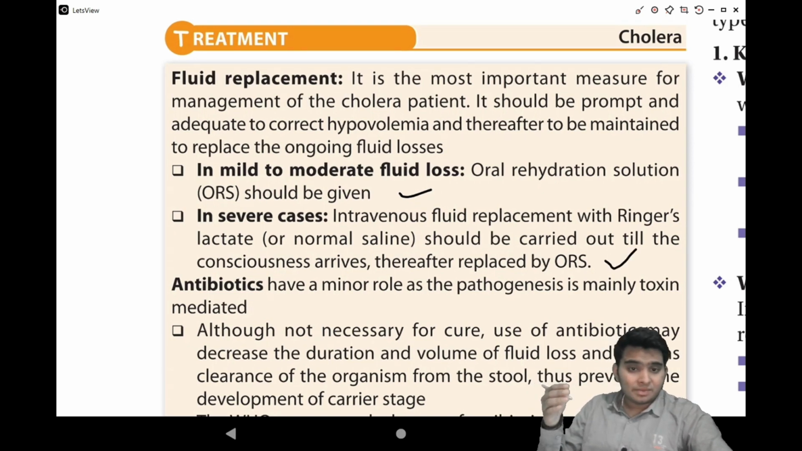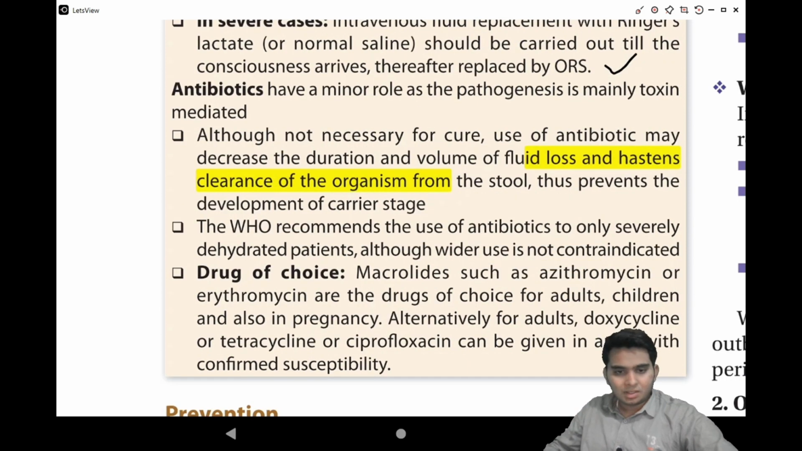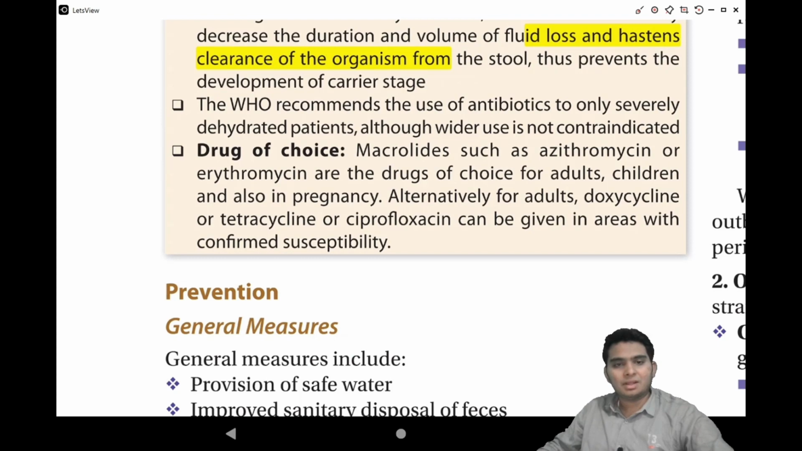Cholera infection is mainly toxin mediated, so antibiotics have a minor role. But to prevent the development of the carrier stage, antibiotics can be used, and also other uses of antibiotics are to decrease the duration and volume of fluid loss. The drug of choice is azithromycin or erythromycin for adults, children, and also in pregnancy. Alternatively, for adults, doxycycline or tetracycline or ciprofloxacin can be given in areas with confirmed susceptibility.